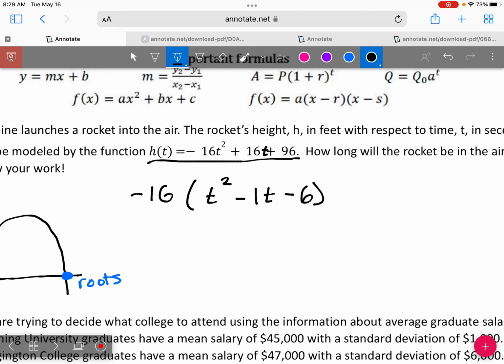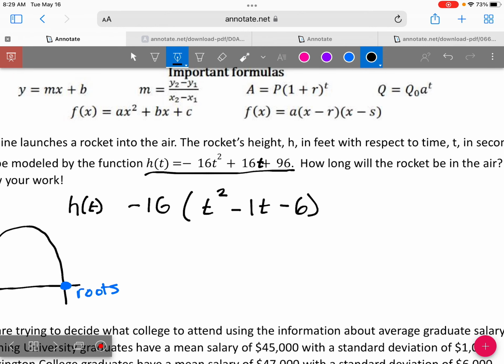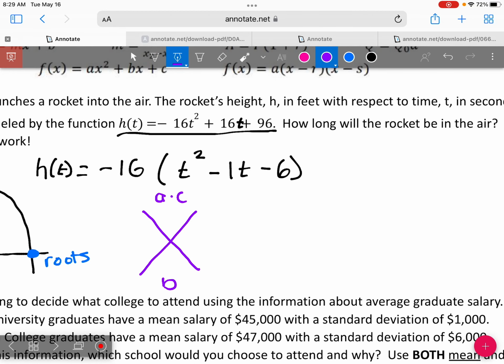So first things first is we look for our GCF. And this is still h of t equals. When we come to factor this guy, for most of us, we do x in a box. Or just x since it doesn't have an a value anymore. This is when we take a times c at the top, b at the bottom, and inside the parentheses a, b, and c.